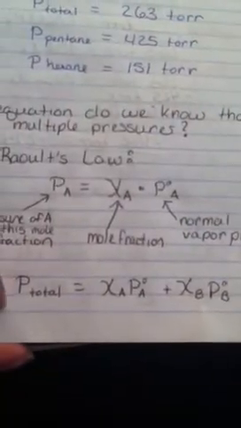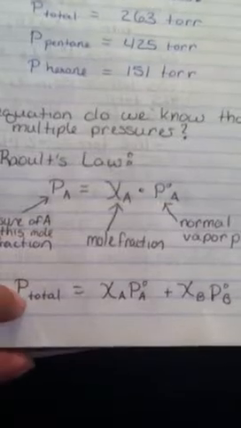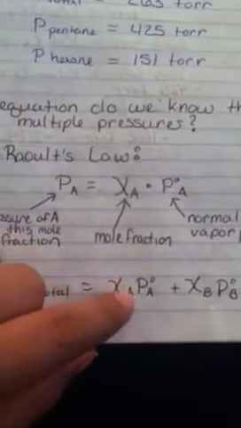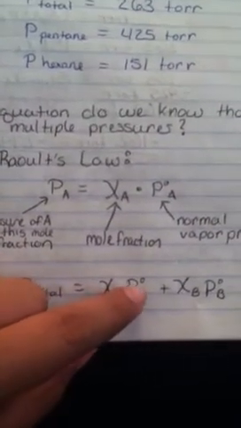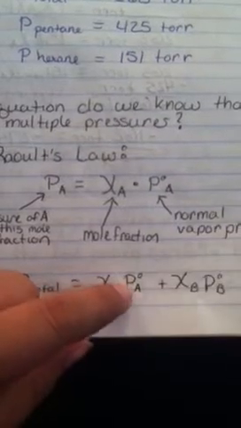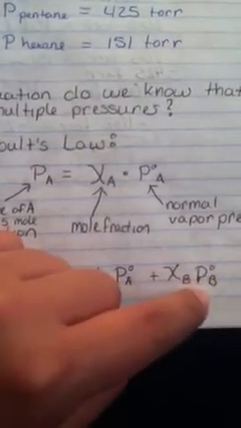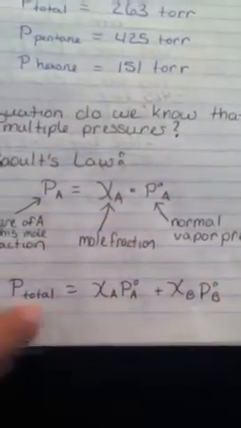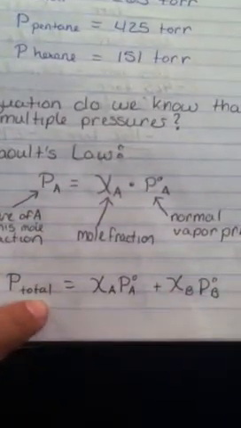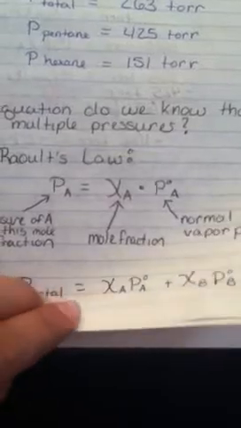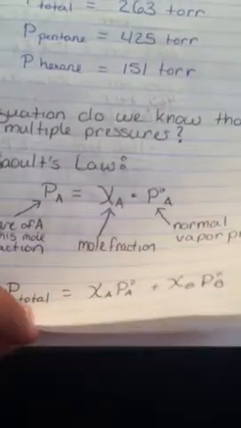So you can actually expand this, and this should be on your note card, by the way. Your total pressure is equal to the mole fraction of A times the standard pressure of A plus the mole fraction of B times the standard pressure of B. This is actually what we're going to use to solve. And you can make hexane or pentane either A or B.